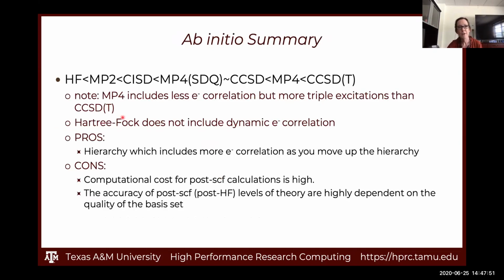The ab initio summary, Hartree-Fock through coupled cluster with singles and doubles. We have an increasing amount of this all-important dynamic electron correlation. That's the correlation of the electrons of opposite spin that try to stay away from each other in the same molecular orbital. Hartree-Fock does not include it at all, and CCSD(T) in this series includes the most. So it's a nice hierarchy, but the cost rises substantially as you move up this hierarchy.